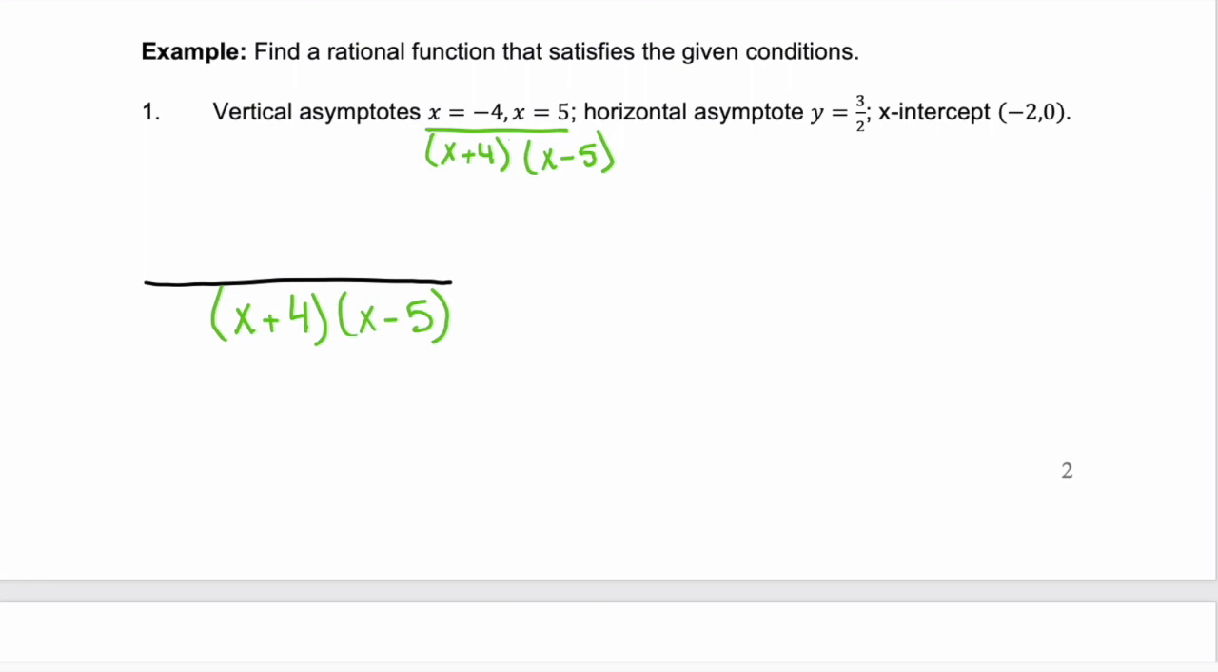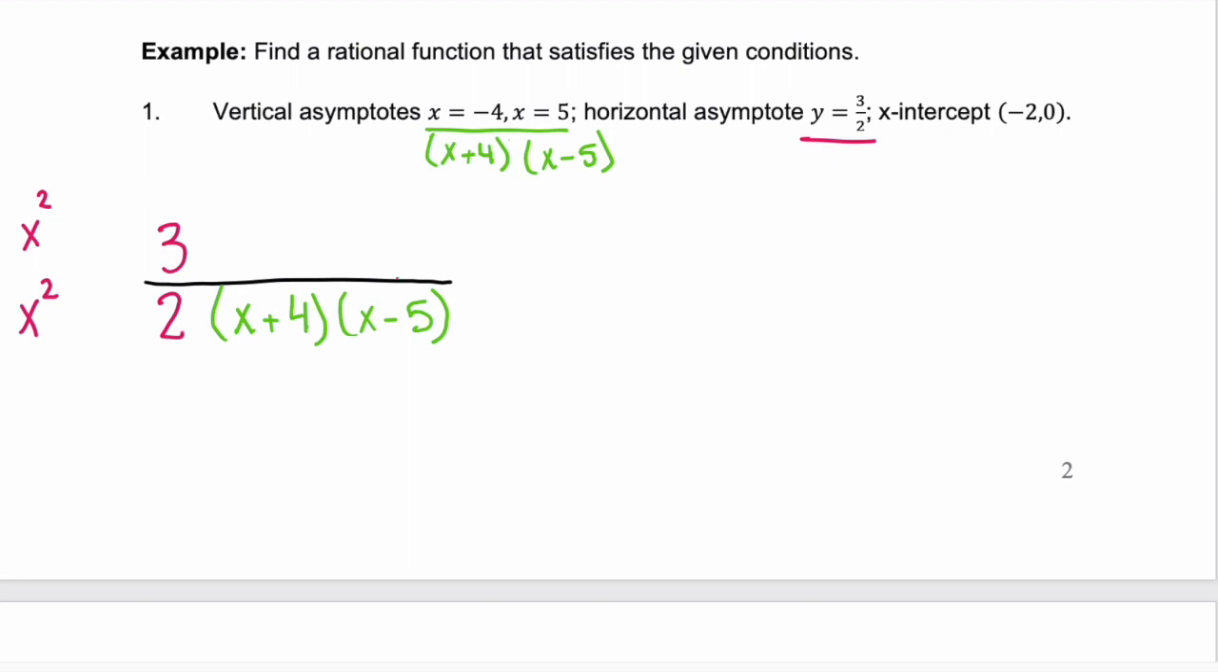Okay, now what about the horizontal asymptote? y equals 3/2. Well, in order for it to be y equals 3/2, that means the degree of the numerator and the degree of the denominator needed to be the same. So we know that our denominator is an x squared, right? When we FOIL this, we get an x squared. So that means our numerator needs to be an x squared. And then the 3/2 are your leading coefficients.